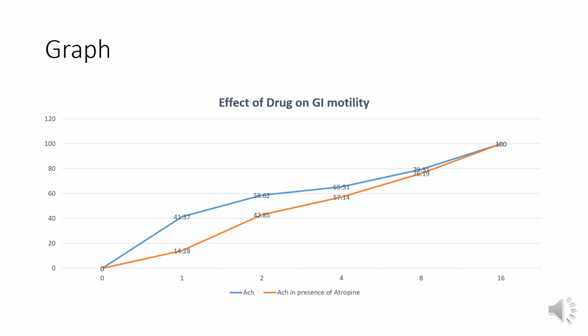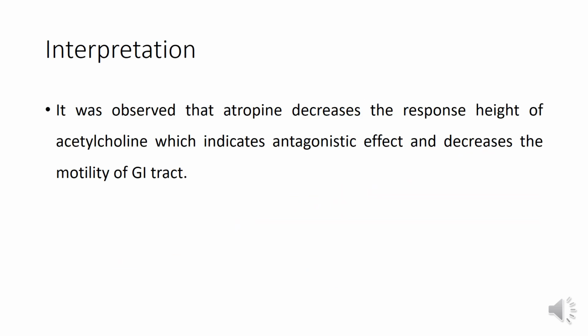Accordingly, the gastrointestinal motility effect of acetylcholine in the presence of atropine is reduced. So for the interpretation, it was observed that atropine decreases the response height of acetylcholine, which indicates the antagonistic effect, and decreases the motility of the GI tract. So this is all about the experiment. Thank you.